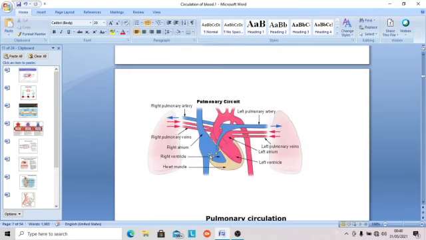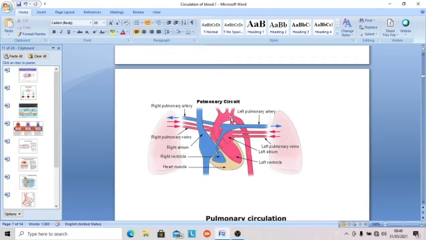This more clearly shows the four pulmonary veins, two from the right lung, two from the left lung. All four pulmonary veins directly enter by independent openings. There is no wall here. They enter the left atrium and then the left ventricle and aorta.